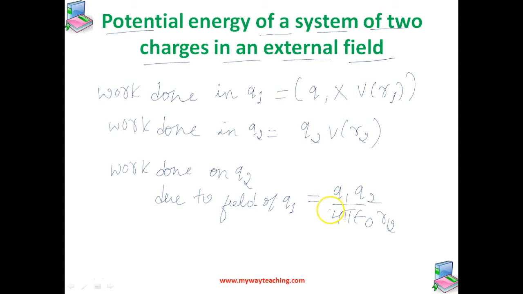So, the potential energy of the system, the total work done in assembling the configuration, is given by Q1 V of R1 plus Q2 V of R2 plus Q1 Q2 by 4 pi epsilon naught R12, isn't it? So this is the total work done in assembling the configuration, that is, the potential energy of a system of two charges in an external field.